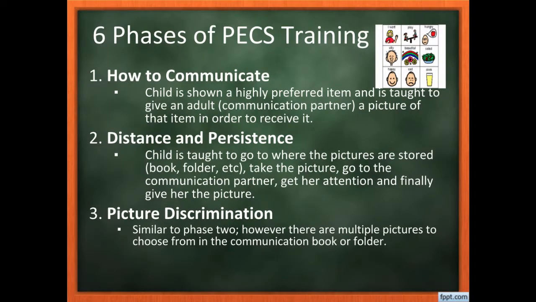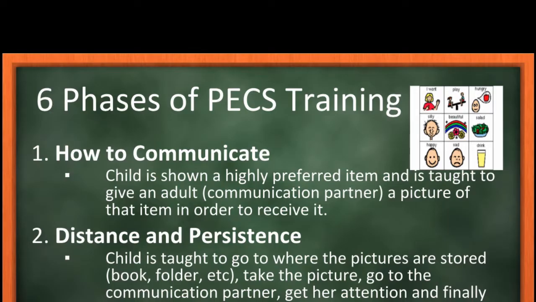There are 6 teaching phases in PECS. Items that a child shows strong preference for should be used in the training. Phase 1 is teaching a student how to communicate. Training in this phase will include the student, an adult who provides prompting, and an adult who is the communicative partner. The phase starts with the child being shown a highly preferred item. They are then taught to give an adult, or communication partner, a picture of that item in order to receive it. Most to least prompting method will be used, with prompts being faded throughout the training sessions.